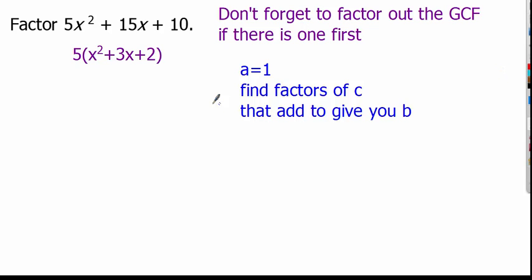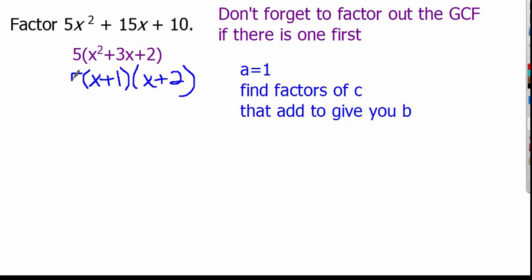So let's take a look at another problem. Now, please don't forget that there are greatest common factors, and if I pull them out, it's going to make my life easier. So I'm going to pull this out, and then what I notice is a is not 5 anymore, a is 1. So I can just go factors of c, because 1 times c is c, that add to give me b, and that's going to be 1 and 2. So I'm going to have x plus 1 and x plus 2.